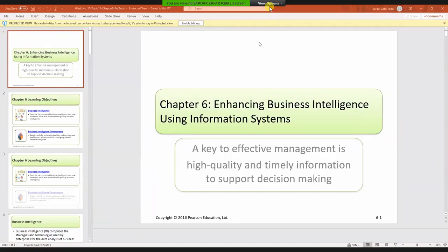It is a key to effective management. A key to effective management is high quality and timely information to support decision making. We discussed in one chapter a lot, decision making is very important. And for decision making, you need good information. Not only good information, but high quality and timely information. So if you have timely and high quality information, you can make good decisions.